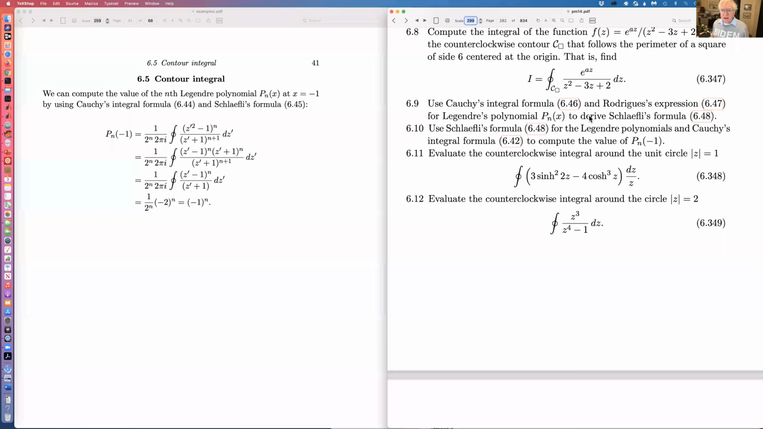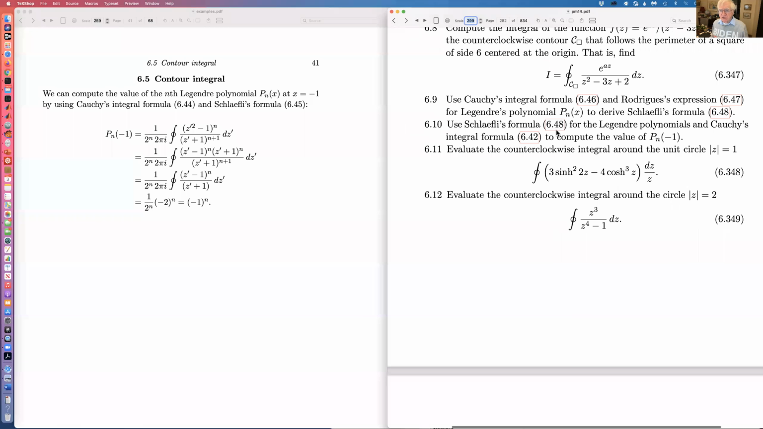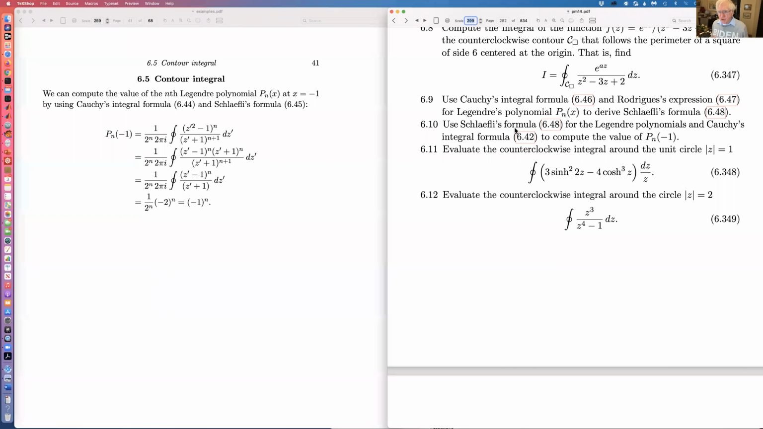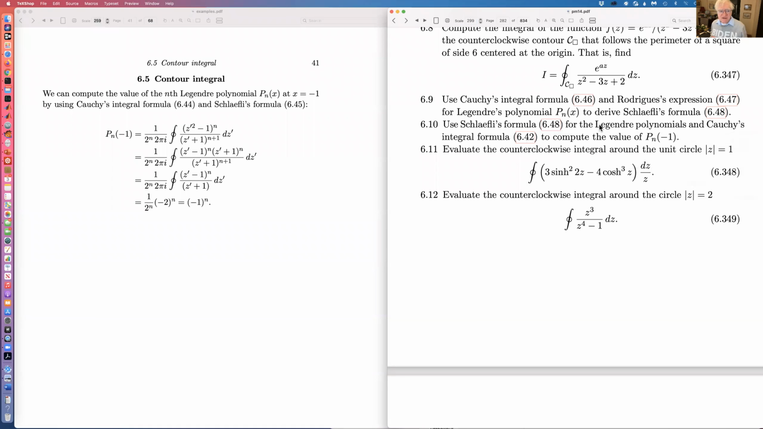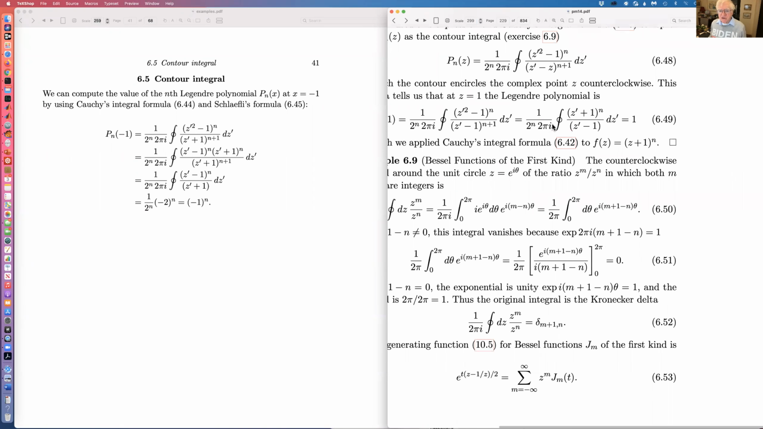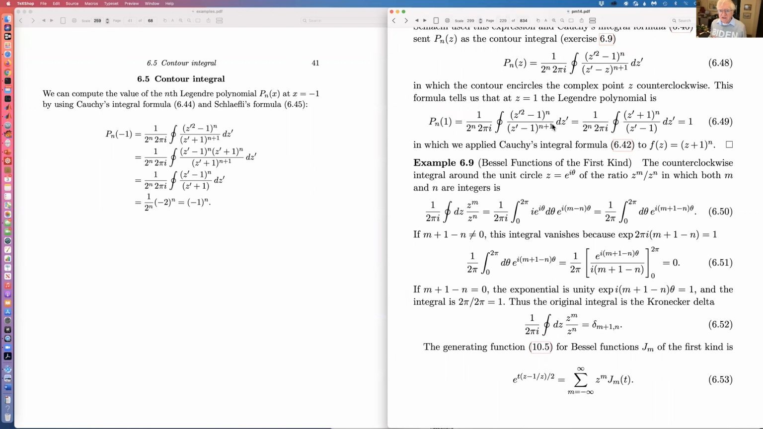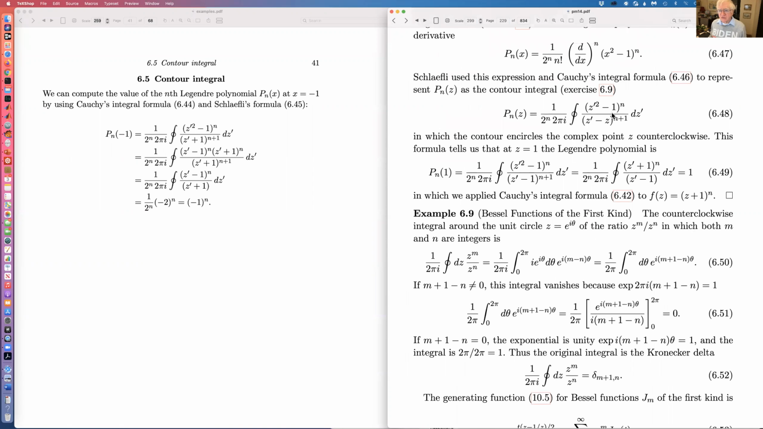6-8, okay. Anyway, I decided to do this one, 6-10. Use Schläfli's formula for Legendre polynomials and Cauchy's integral formula to compute the value of the nth Legendre polynomial at -1. So in particular, let's go to Schläfli's formula.